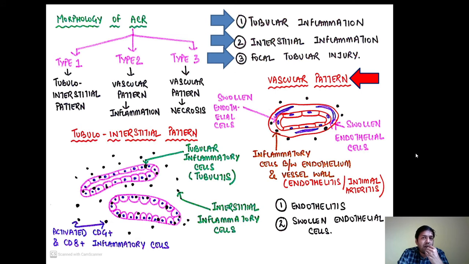Now the second important pattern is the vascular pattern. So here is a vessel that I have drawn. So you are having the swollen endothelial cells over here. Okay, and what you will see is that inflammatory cells are present between the endothelium and the vessel wall. This is called endothelitis or intimal arteritis. So that is the first important feature of the vascular pattern. And the second thing is you are having the swollen endothelial cells.